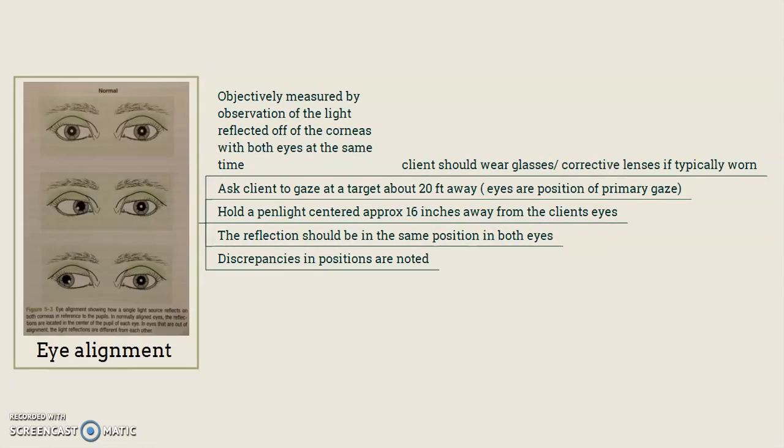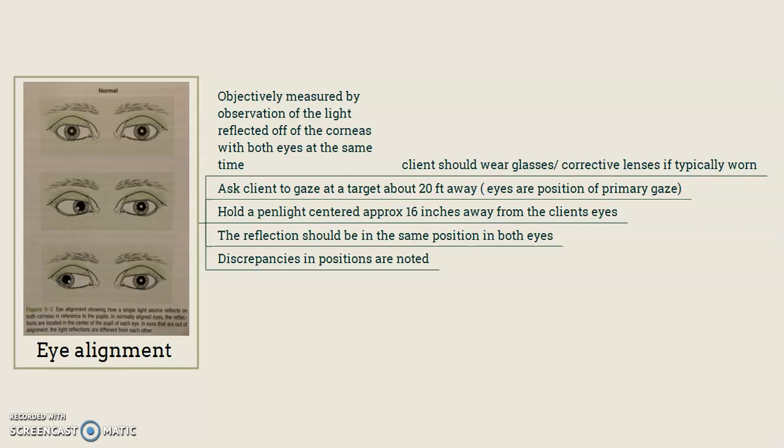So the next is eye alignment. It is to objectively measure by observation of the light reflected off the corneas with both eyes at the same time. The client should wear their glasses or corrective lenses if they wear them. So you ask the client to gaze at a target about 20 feet away. Then you hold a pen light centered approximately 16 inches away from the client's eyes. The reflection should be in the same position in both eyes. And if there are any discrepancies in positions, you note them.